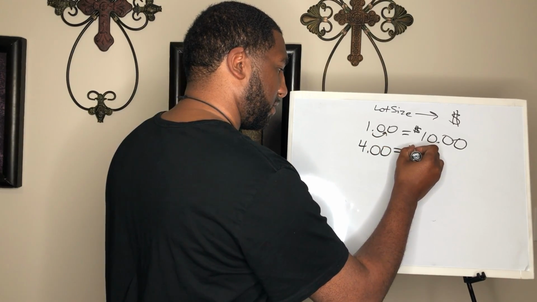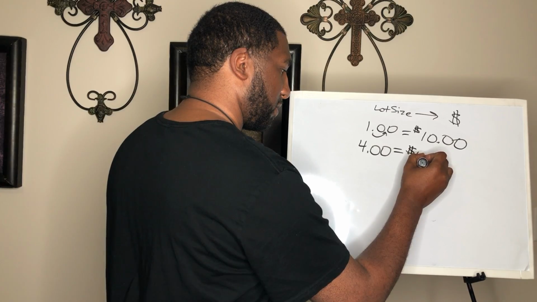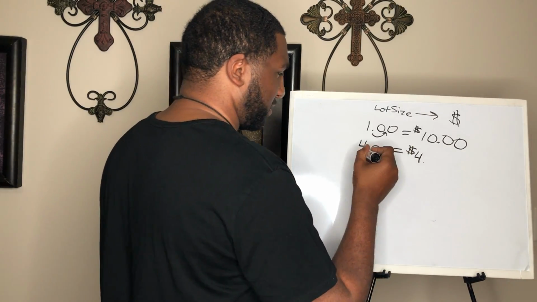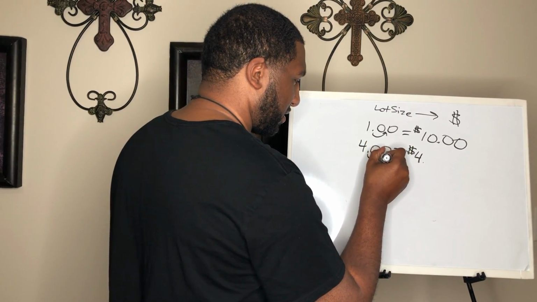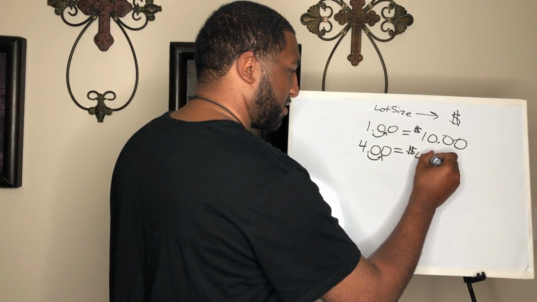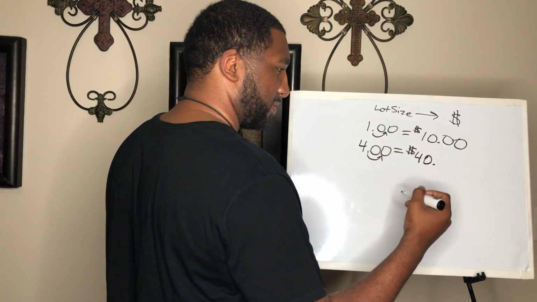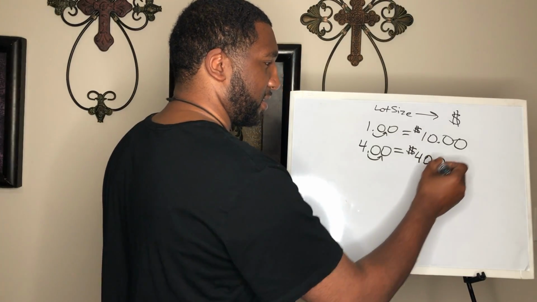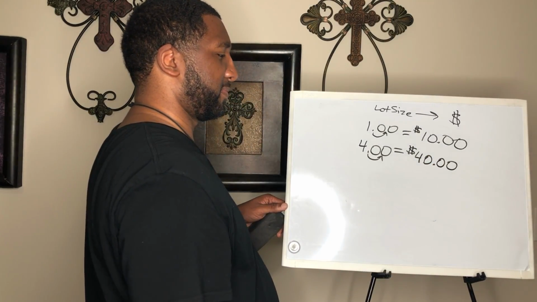Let's do it. 1 time to the right, right? So it would be 40.0. Add a 0, that's $40 per pip, right?